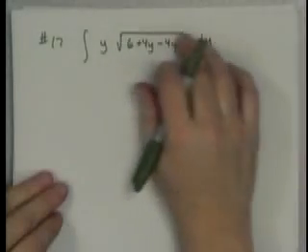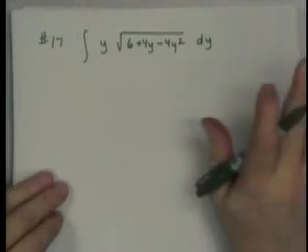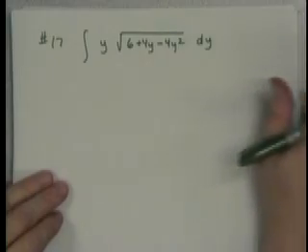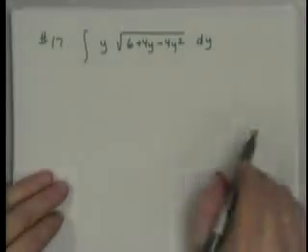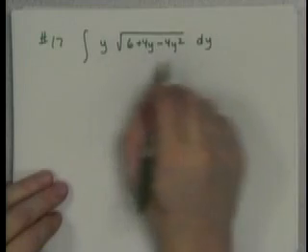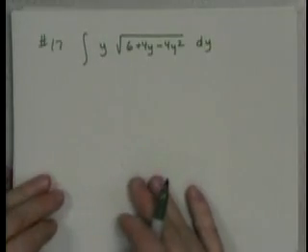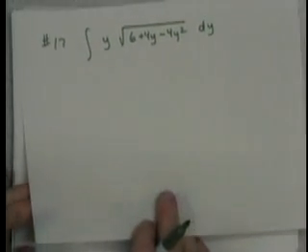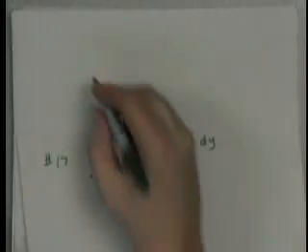Okay, so again I have a square root, and most of those are either a u plus a, or a u minus a, or a minus u, or a squared minus u squared. So what I really have to look at is the part under the square root. I'm going to go off to the side here and think about how I can rewrite 6 plus 4y minus 4y squared.